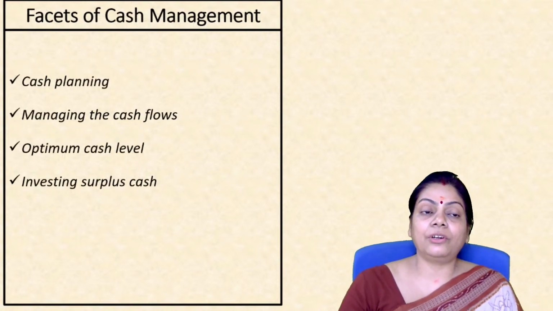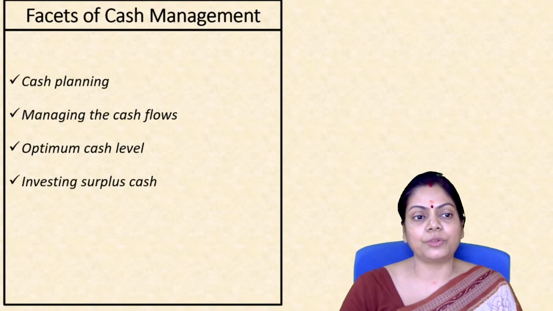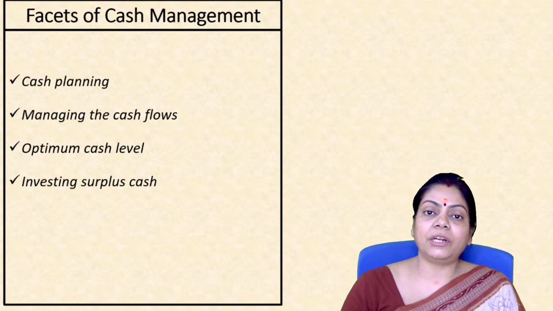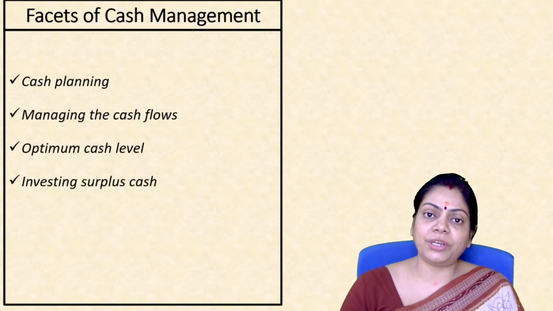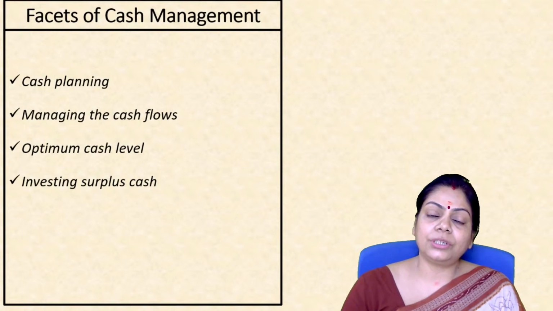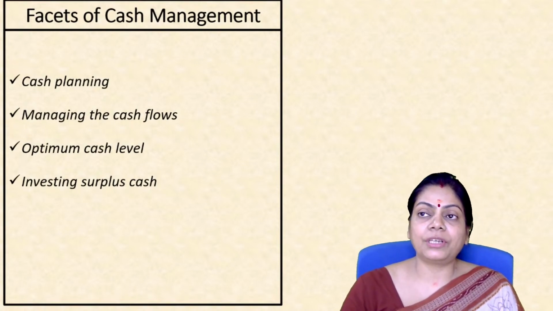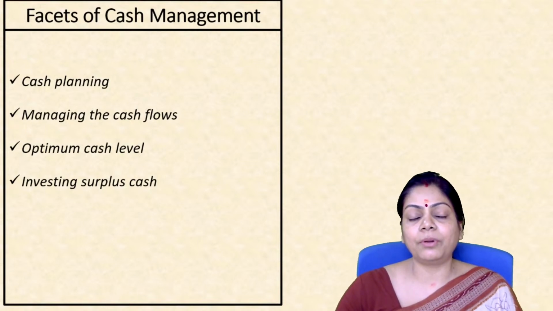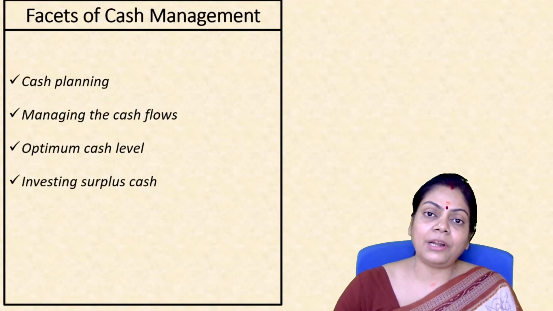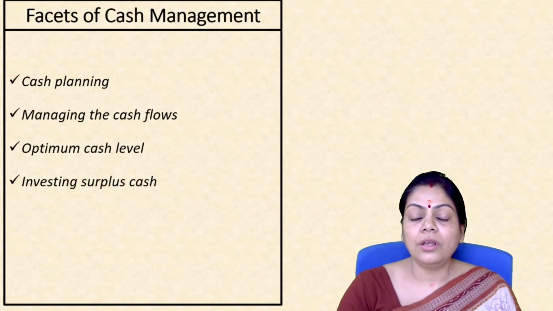Now, having talked about the various aspects of cash management, there are various facets of cash management that you should be aware of. The first thing is, when I'm talking about cash management, I have to plan for my cash. That is how much cash will be required. For example, if I'm right now in April, I need to be aware of what will be the cash requirement for the rest of the year. For example, how much it will be required in May, how much it will be required in June. So you should plan in advance what should be the cash requirement in the coming months.